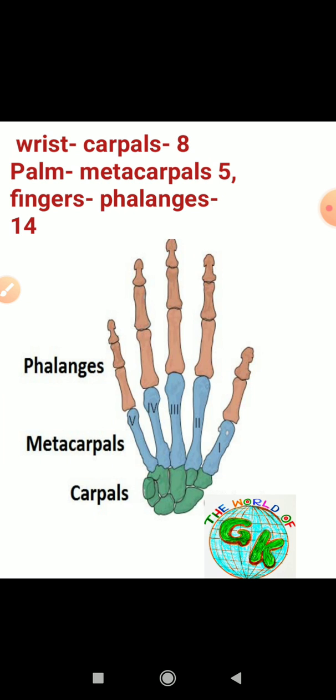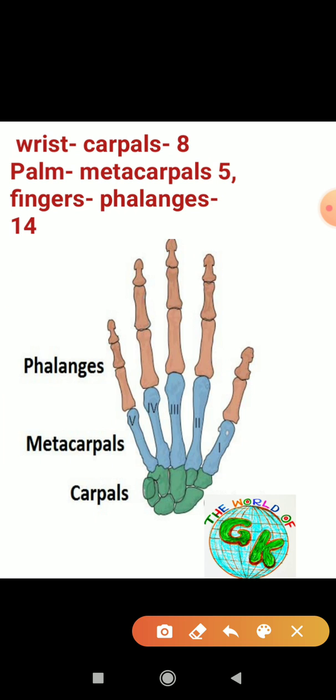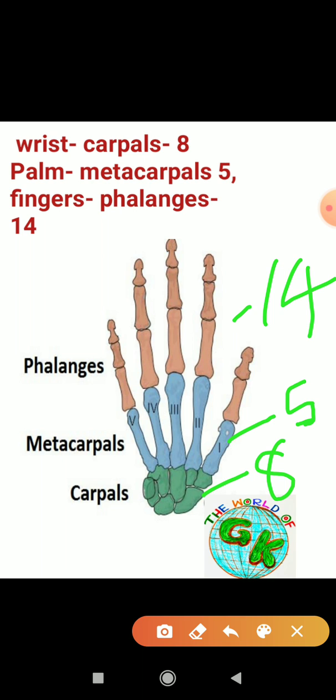Next is wrist bones, palm and fingers. Wrist composed of 8 carpal bones. Here you can see this green color one is carpal bones. Total 8 carpal bones are there. And this blue color one you can see, these are metacarpals. Metacarpal bones, 5 metacarpals are there. Then you can see peach color one, that is phalanges, finger bones. 14 phalanges are there in your fingers.